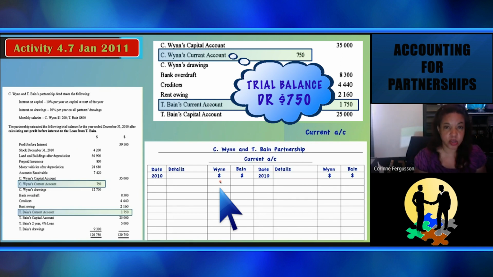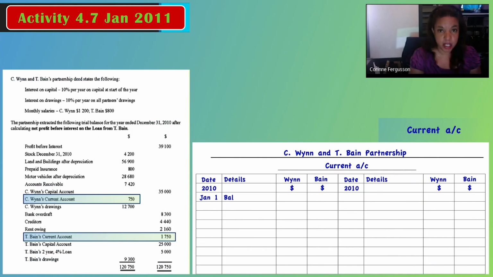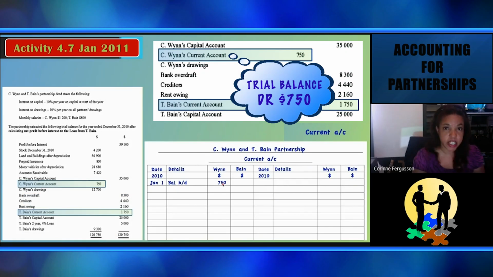He took out more money and he ended up with a debit balance at the start of the period. So you're going to go on the debit side. The start of the period is 1st of January. Balance brought down, and for Win, it will be this 750. Okay, so I hope everybody who put it on the credit side understands why it is on the debit side.